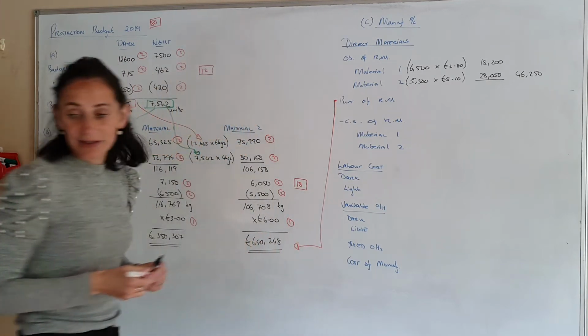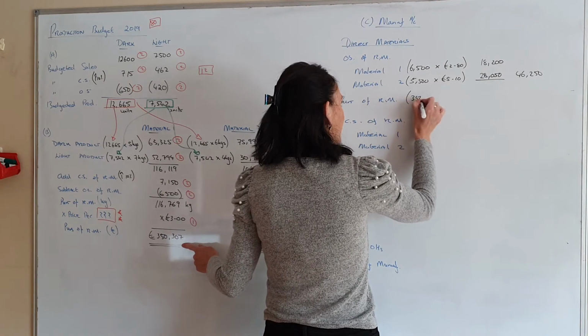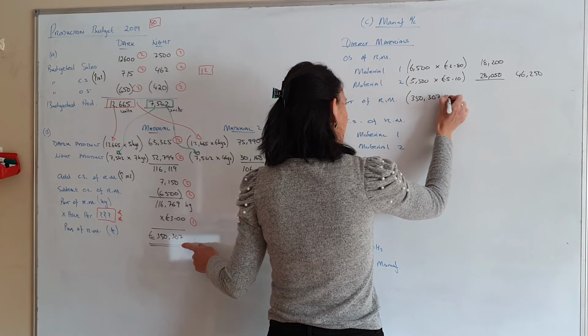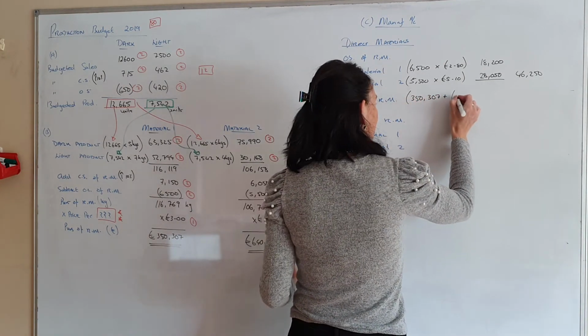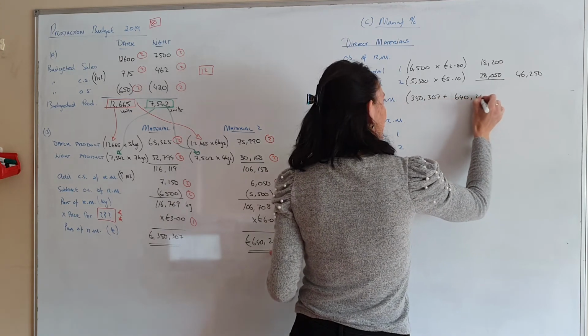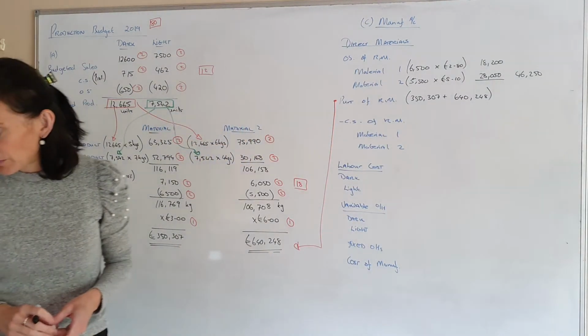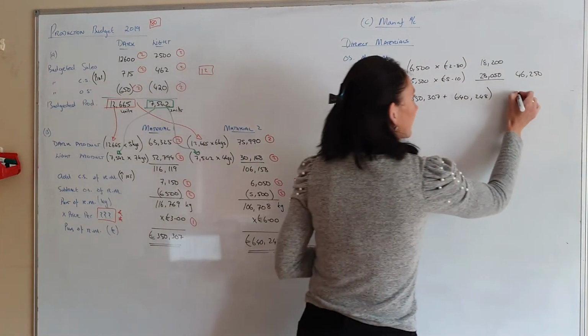Now your purchase of raw materials, just to note that. This is these two figures added together. So you're going to purchase 350,307 plus 640,248. So this comes back to this part here. So your total purchase is 990,550.